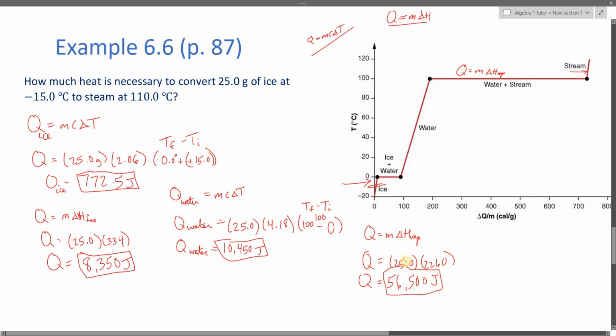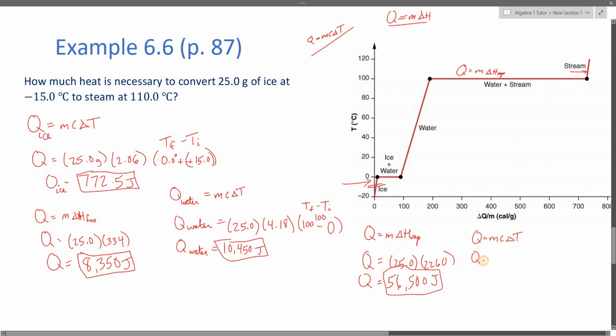And so far I have all of the energy that's been used. So that's the energy so far. I've got the 772.5 for the ice. I use about 8,000 of it to go between ice and water. Then I use about 10,000 to take the water up to the boiling point, and 56,000 to get to here, and now we're going to steam. Now we just have a small portion left, again using Q equals m c delta T.